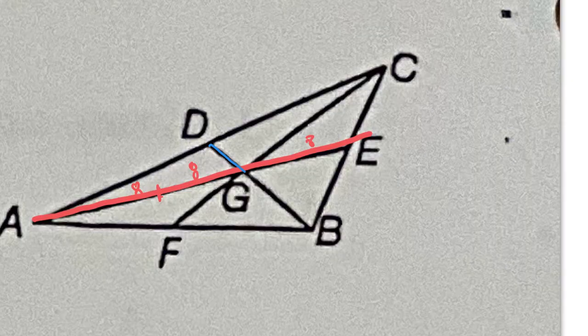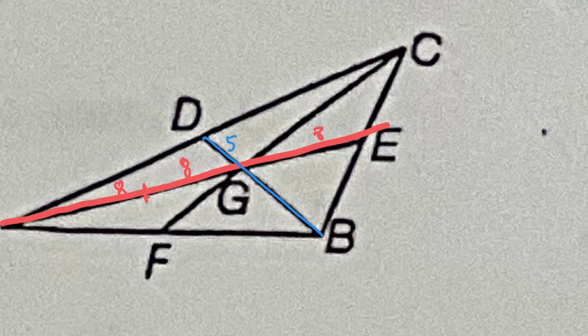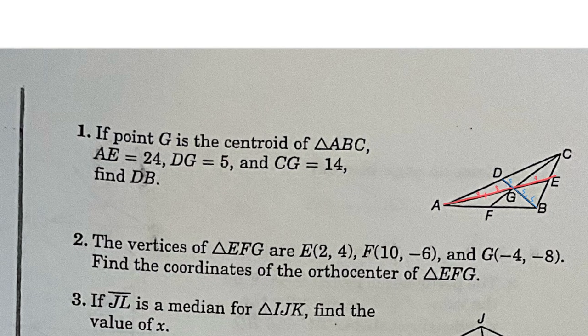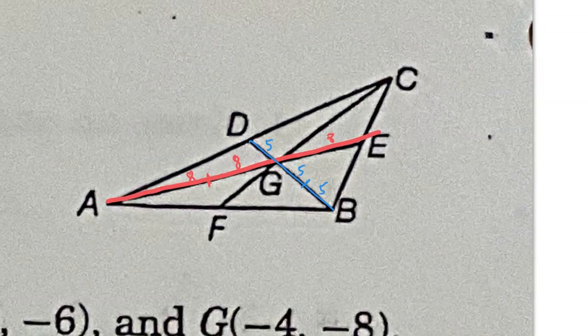DG is 5. We have this blue median. This part is 5. That makes this 5 and that 5. CG is 14. Hmm. CG 14. That's the green thing. And CG is 14.